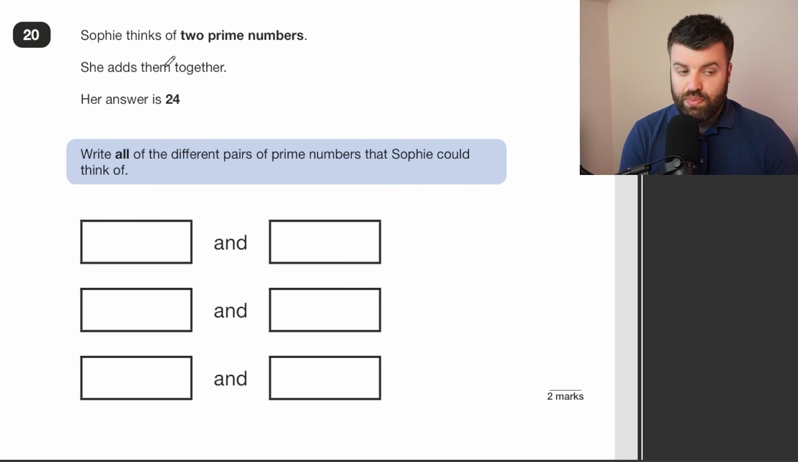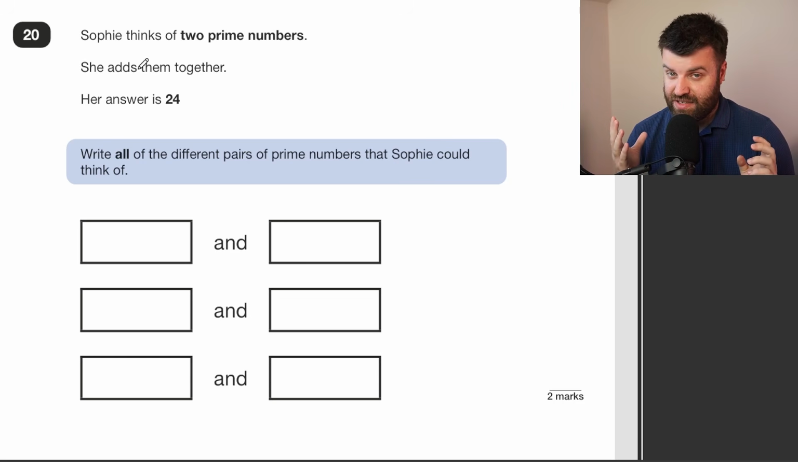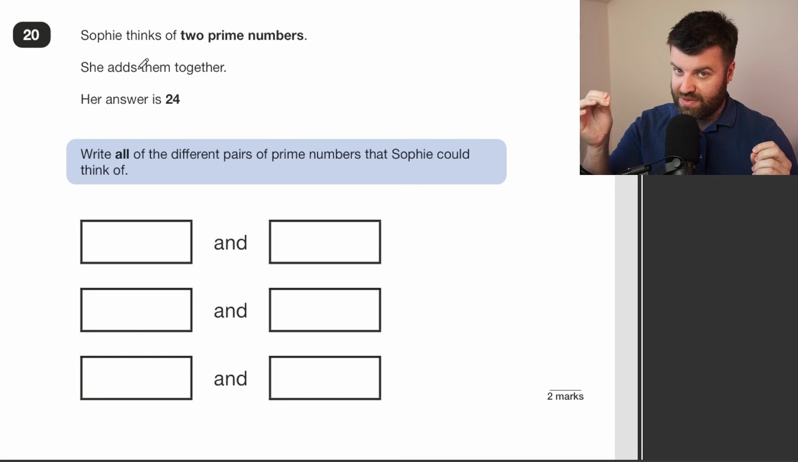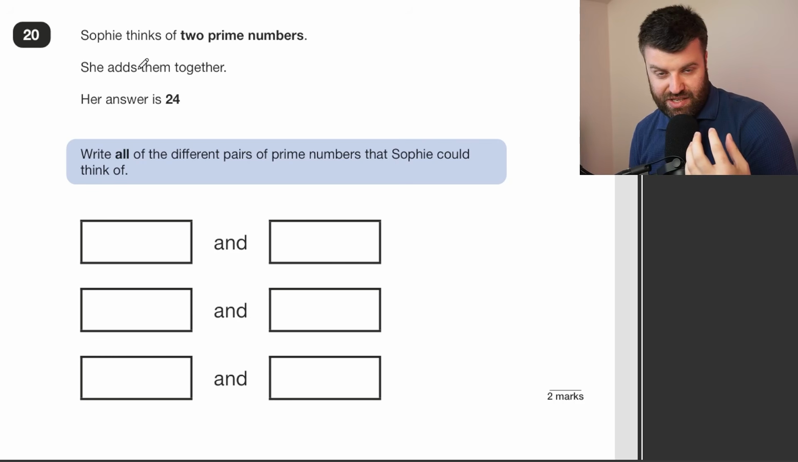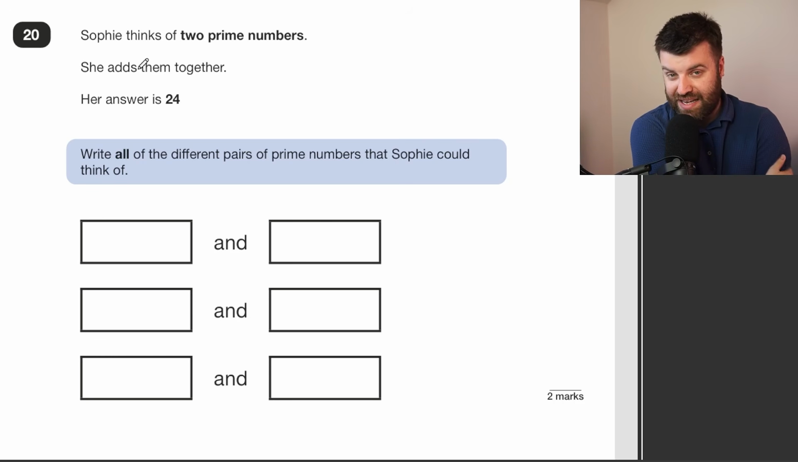Sophie thinks of 2 prime numbers. She adds them together and her answer is 24. Write all the different pairs of prime numbers that Sophie could think of. What this is essentially testing is, do you know all of your prime numbers up to a certain number, up to 24? And then can you go through all of the different methods and scenarios to test them to see if they can make 24 when we add 2 of them together?